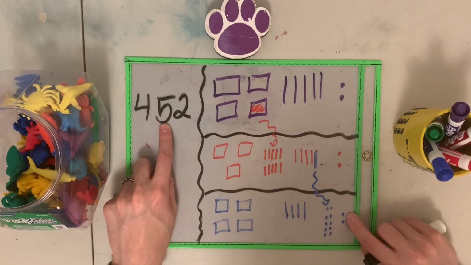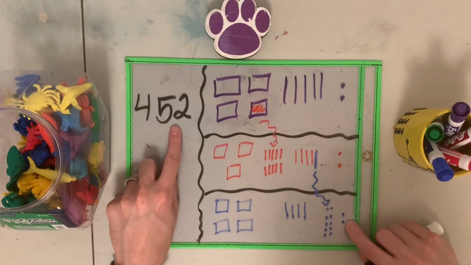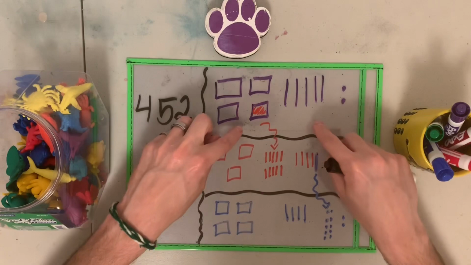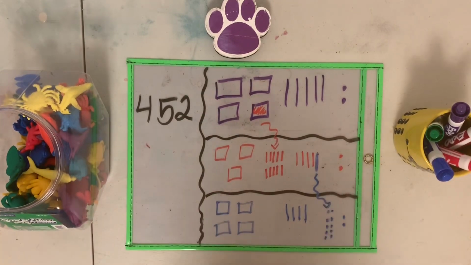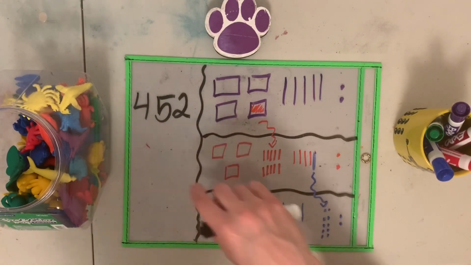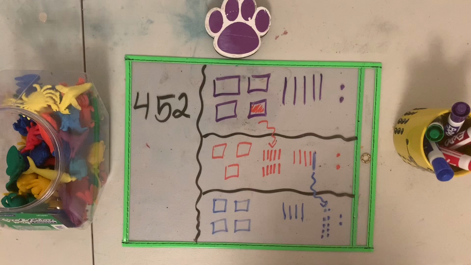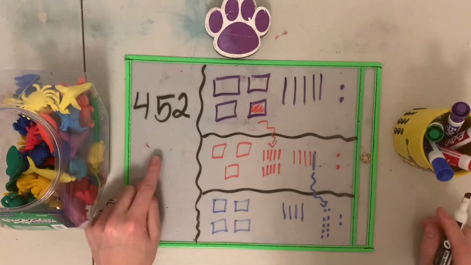450, 51, 52. 452. Todos estos son el mismo número, pero lo estamos representando de formas diferentes. All of these are the same number, but we're making representations in different ways. The second part, we're going to do word form.